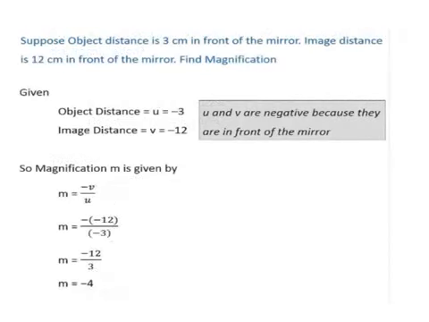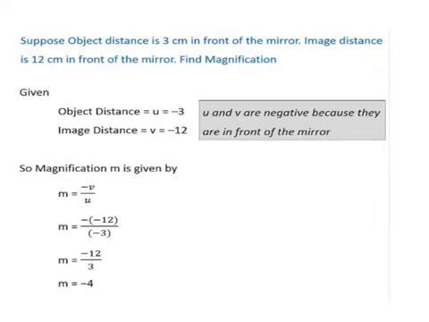Now, let's see another question on the same magnification. Read the question. Suppose the object distance is 3 centimeter in front of the mirror. So in front of the mirror is very important. Why? It gives the sign. What sign does it give, in front of the mirror? Minus. Because we are fixing the origin at the pole, then on the left side, all the readings are negative. Image distance is 12 centimeter in front of the mirror. Then it is also minus 12. Find the magnification.